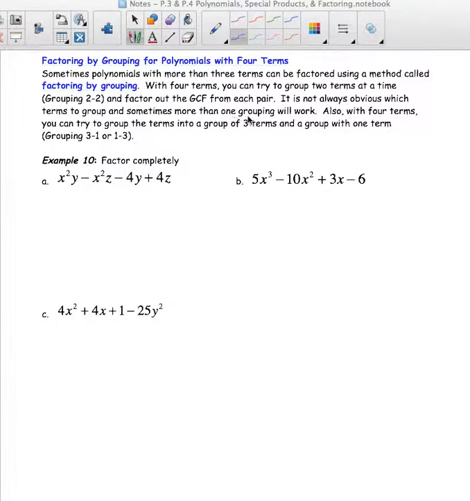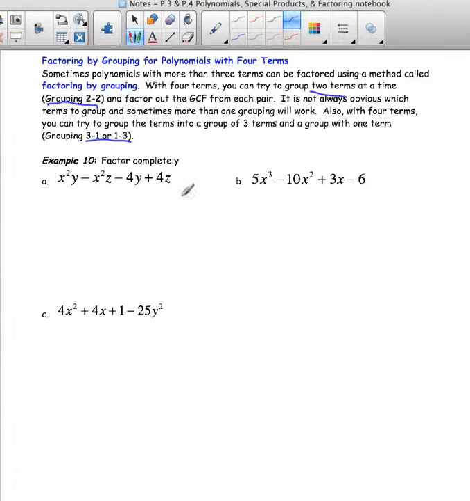With four terms, you can try to group the first two terms and the last two terms by taking out the greatest common factor from each pair, or sometimes you can group the first three and leave the last one, or the first one and then group the last three. So that would be grouping 3, 1, or 1, 3. So we're going to try example 10. It gives three different examples where we can try factoring by grouping.